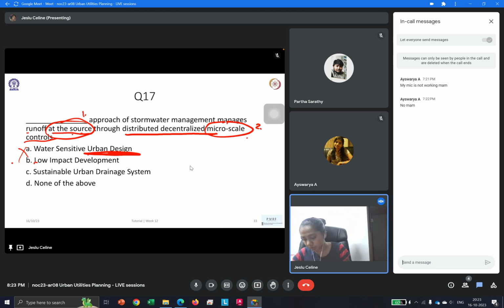Let's discuss the others also. The sustainable urban drainage system is also not the answer. Why? Because this is an urban drainage system. It's a macro scale system that we're talking about, the entire urban drainage system, whereas here we have mentioned that it's micro scale. So this also cannot be the answer. So it's low impact development. Any doubts in this particular question? No. Okay, let's proceed further.